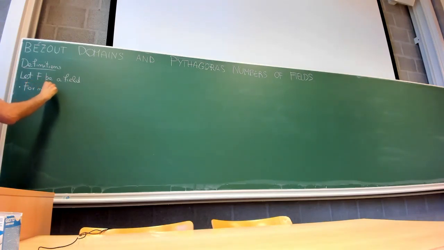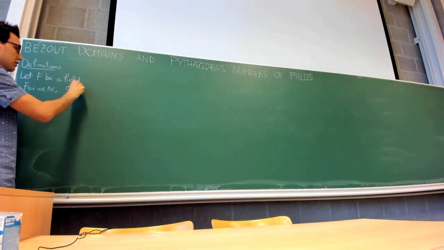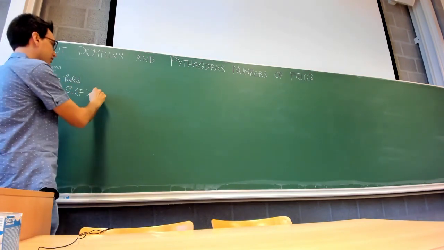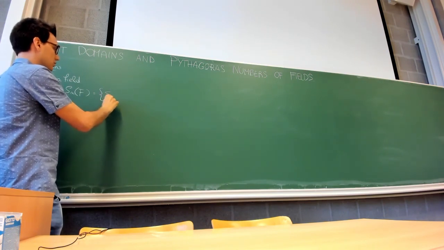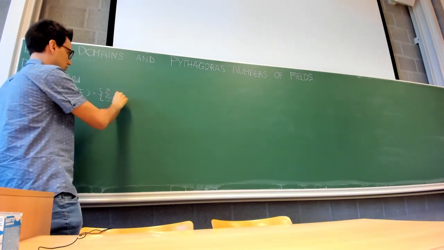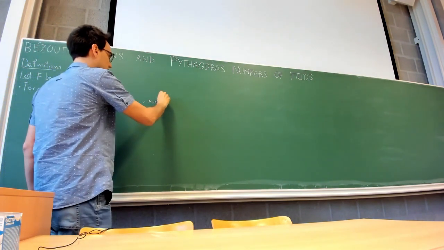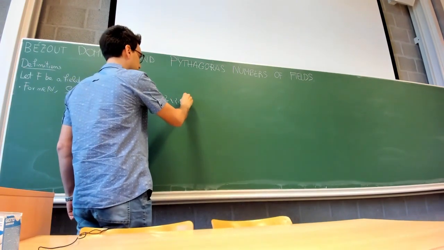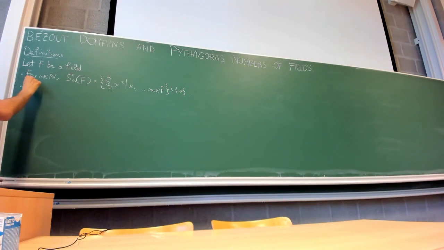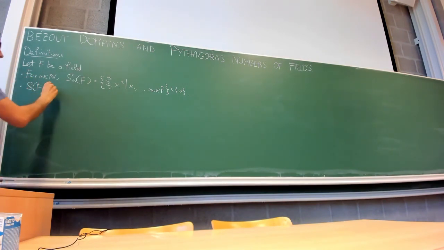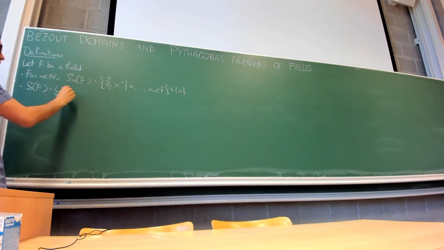Non-zero sums of n squares in the field. So I will call them Sn of f. So these are all the non-zero sums of squares in the field. I need a notation for all the non-zero sums of squares in the field, so I call them S of f.